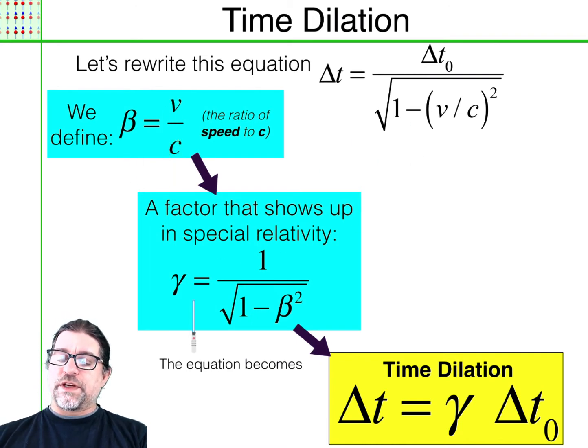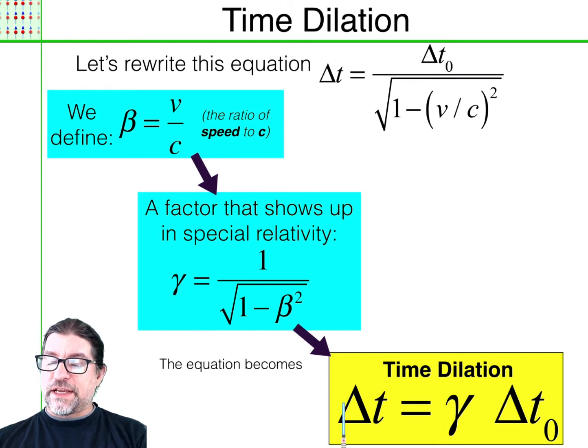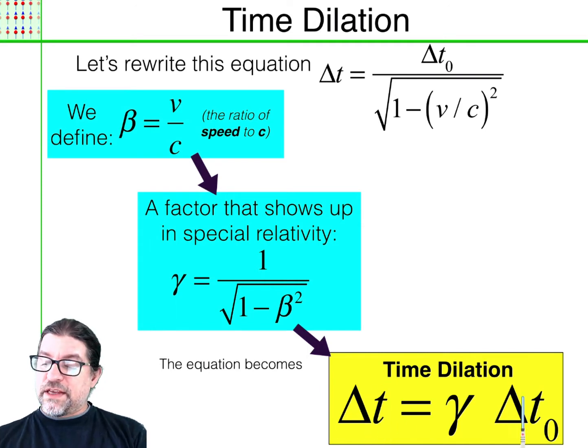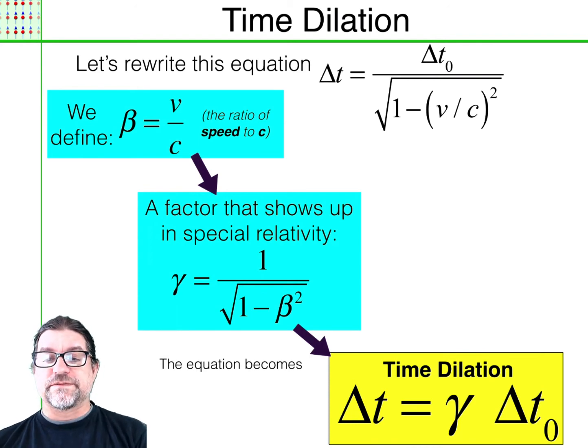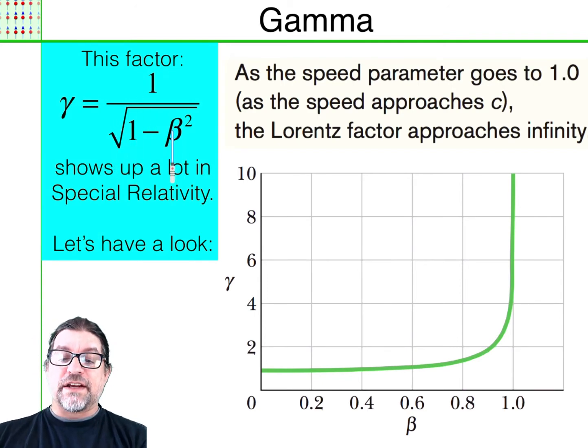And this weird factor here of 1 over the square root of 1 minus beta squared shows up a lot in special relativity, so we're going to call it gamma, the gamma factor. This is something we'll be calculating quite a bit. So if I rewrite it that way, then the equation becomes: the proper time is related to the time measured in a moving frame times this gamma factor. Okay? Real quick, gamma factor is 1 over the square root of 1 minus beta squared.